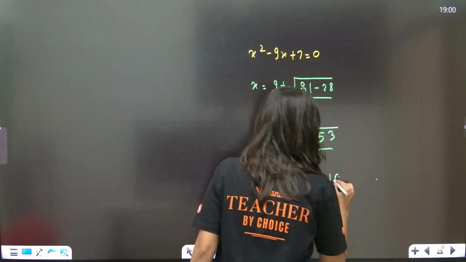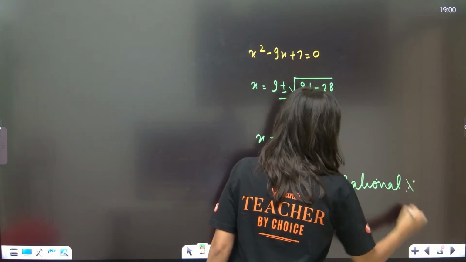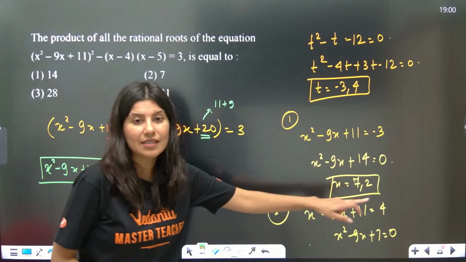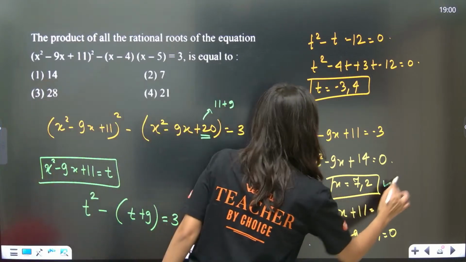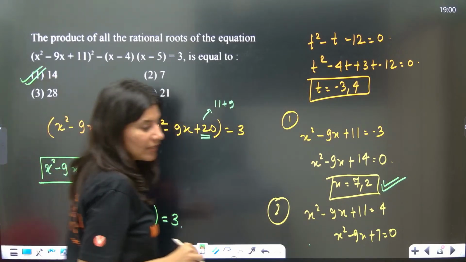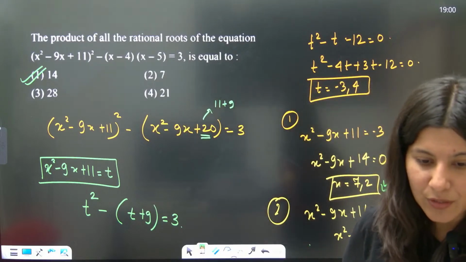We are only interested in rational roots. So these are irrational, and I am not interested in irrational. So the product of all rational roots will be 7 into 2, 14. So option A is absolutely right. Option A. Yes, only 7 comma 2.